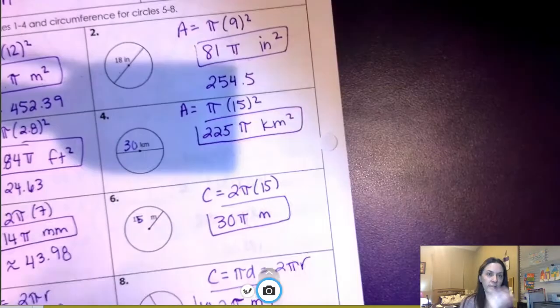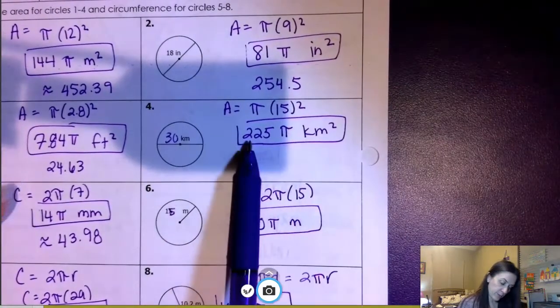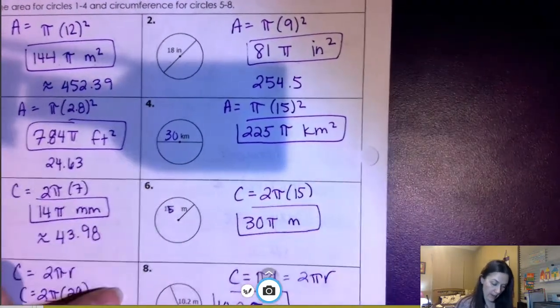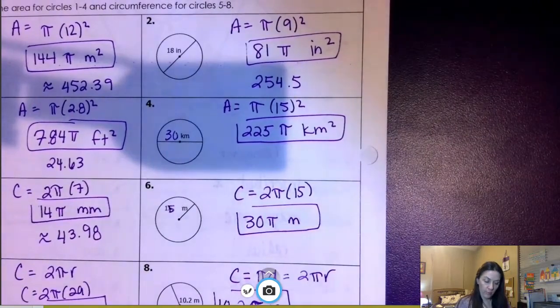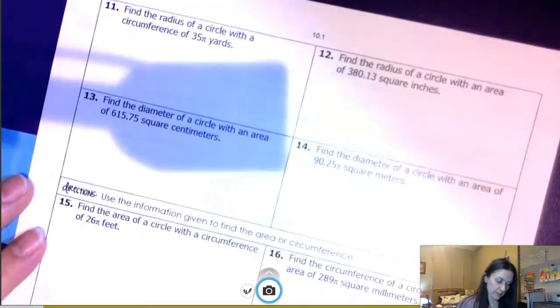Here are the answers to the evens. 81 pi, 225 pi, 30 pi, if I made some adjustments here, again 10.2 pi. We're going to go to the next page, and I'm only going to do a few of these on the next page. Let's go ahead and do 11, if you want to pause and set that up. And then 15, 16.